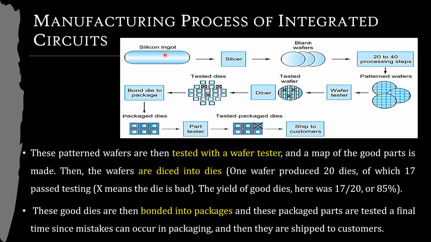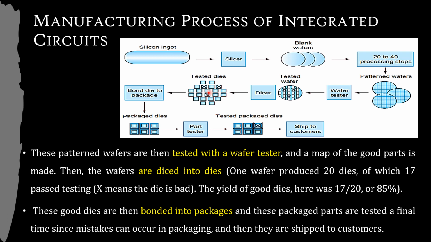That is, the silicon ingot is sliced with the help of a slicer into blank wafers. These blank wafers undergo 20 to 40 processing steps to produce patterned wafers. These patterned wafers are tested using a wafer tester, and the tested wafer is then diced into dies. One wafer produces 20 dies, of which 17 are good and 3 are bad. So the yield of this dicing is 17 by 20, that is 85%.